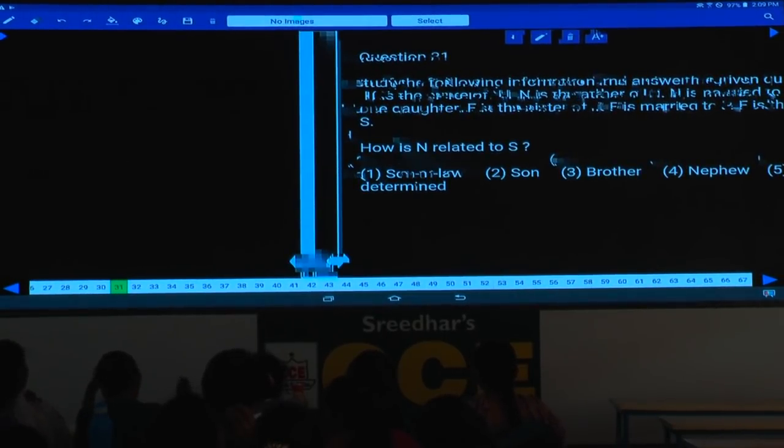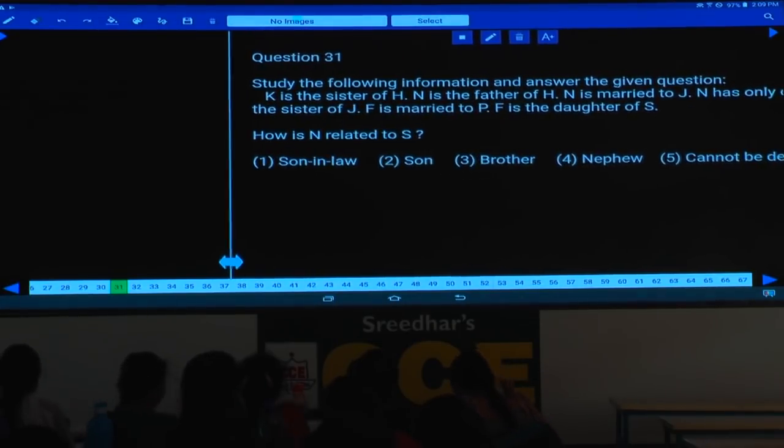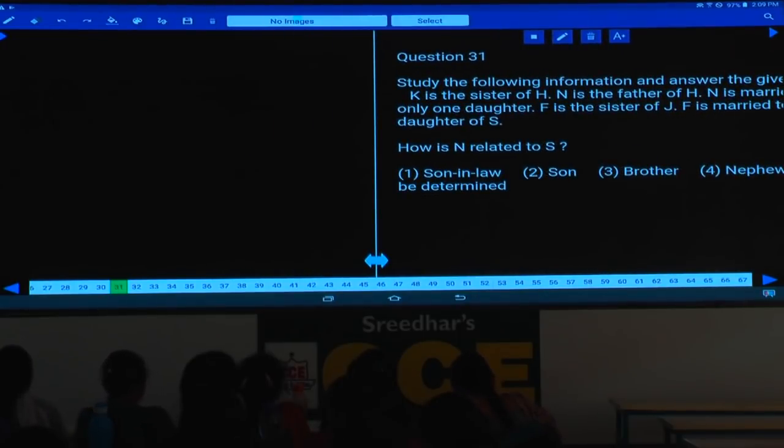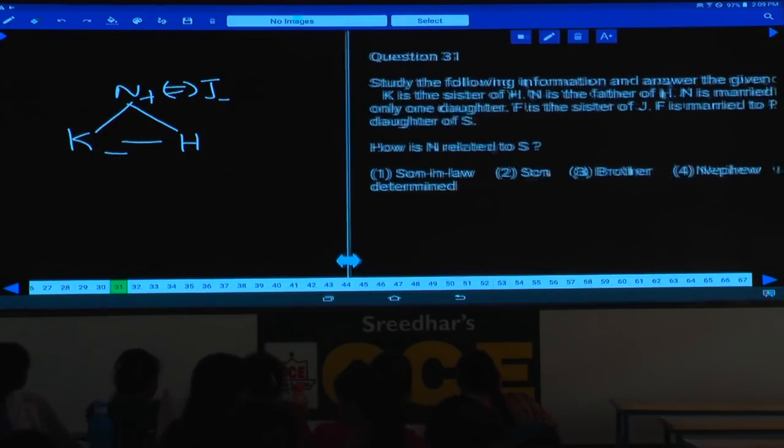K is the sister of H. Now this is K, the sister of H. N is the father of H, which means N is the father of these two persons, K and H. N is married to J. N is a male and J is a female, and N has only one daughter.